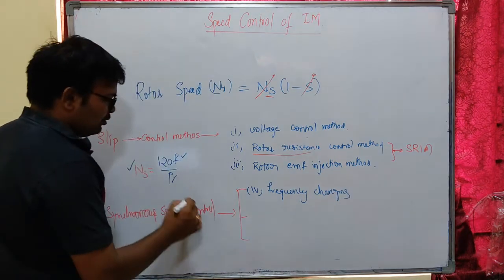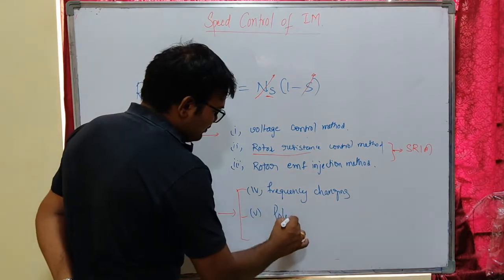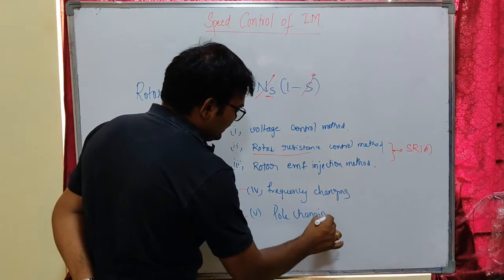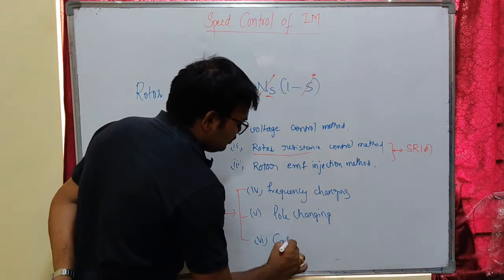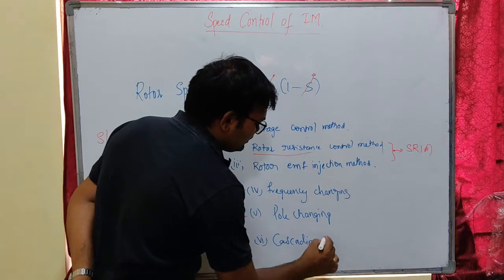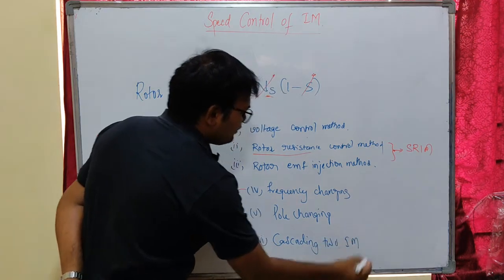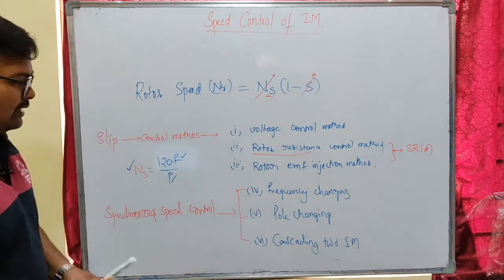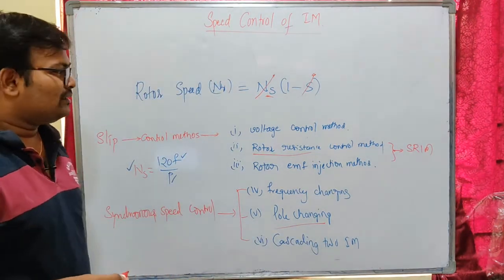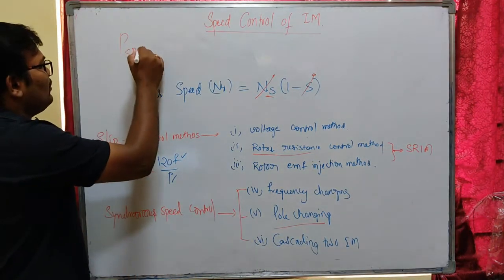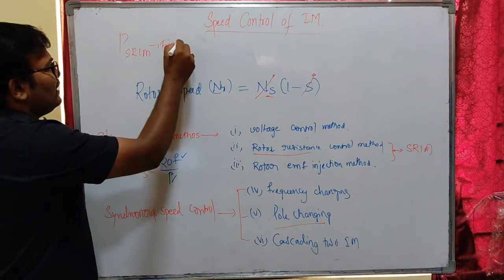Another is the pole changing method, and the third one is cascading two induction machines, by which we can obtain some speed control. The pole changing method is only possible in a squirrel cage induction motor, because the number of poles in a slip ring induction motor is fixed. We cannot change it once they are manufactured.